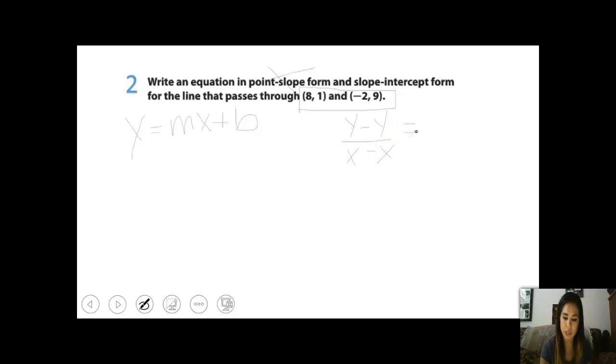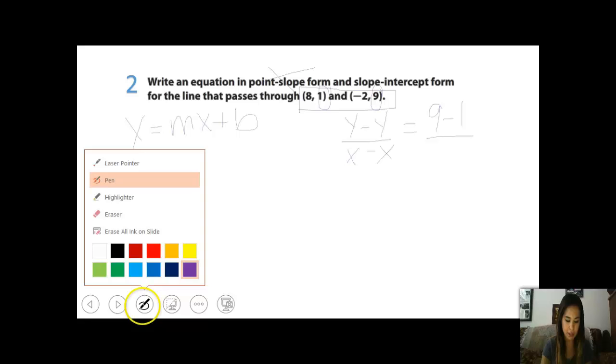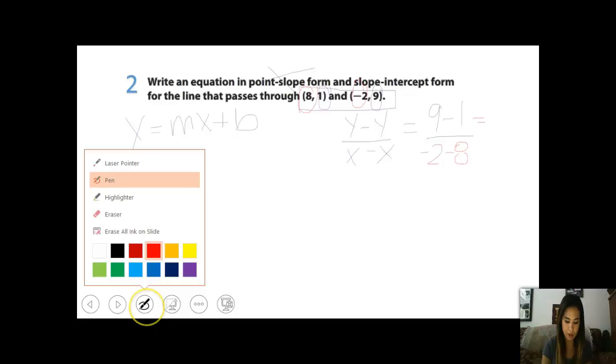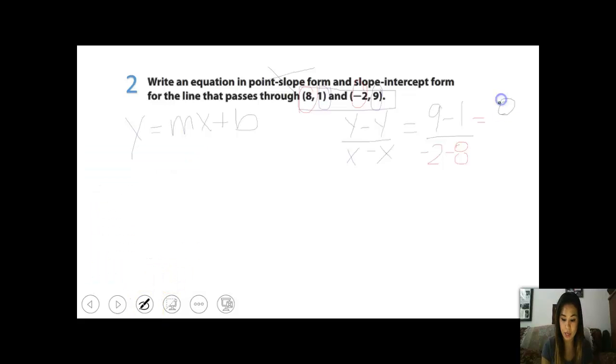So the difference in my y's, well, my y is 9 and my y is 1. I'm going to find the difference, so 9 minus 1. And now I'm going to find the difference in my x's, so -2 and 8. So -2 minus 8. And I'm going to go ahead and continue solving. 9 minus 1 is 8, and -2 minus 8 is -10. However, I can simplify that. That's going to be -4/5. So I have my slope now. My slope is -4/5. So I'm going to go ahead and plug it in.